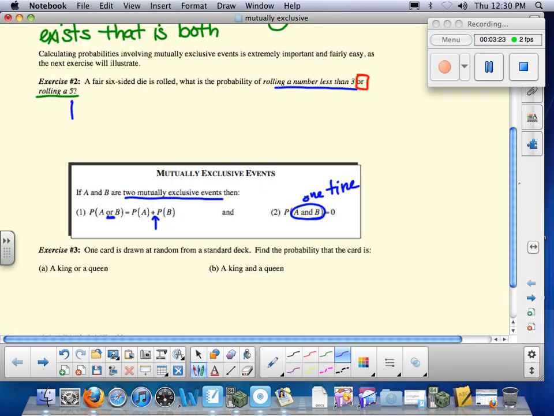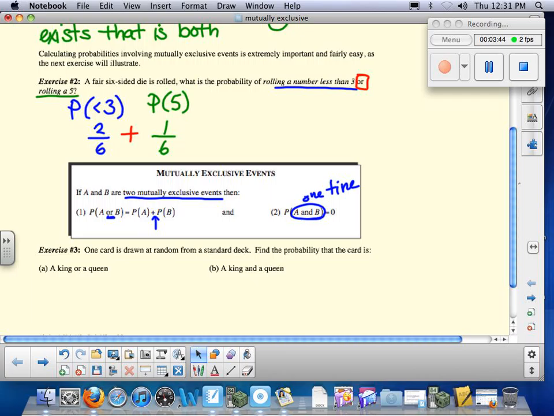What's the probability of less than 3? 2 out of 6. What's the probability that the number I roll is a 5? 1 out of 6. And it's an or situation, so I'm going to add those two together. If it had been an and, I would multiply.